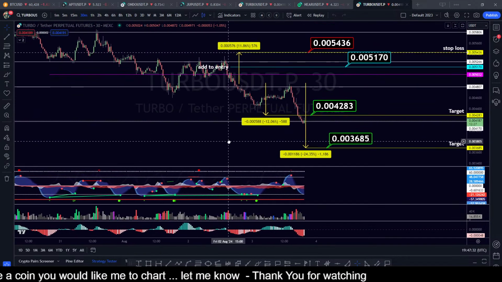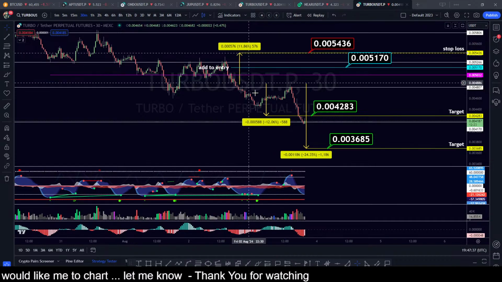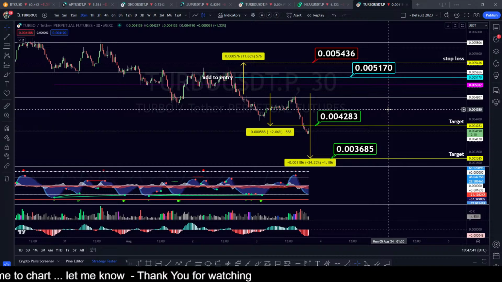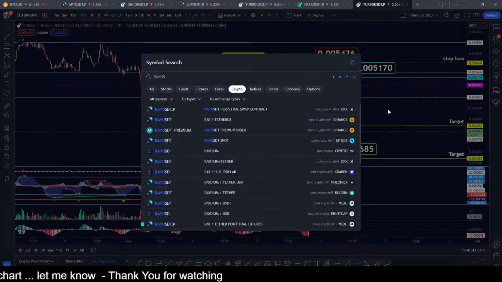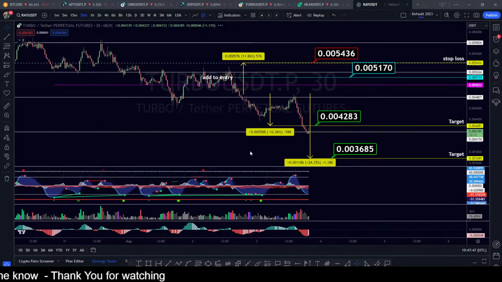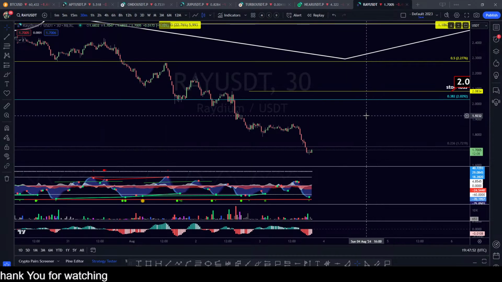So this was one of them that we did. We actually moved our, oh no, this is our stop loss. This is one of our shorts. This is doing really nice. But let's look at Ray. Let's look at Ray USDT. You did not give a direction, so I'm assuming long. I do like Ray. Let's see here.